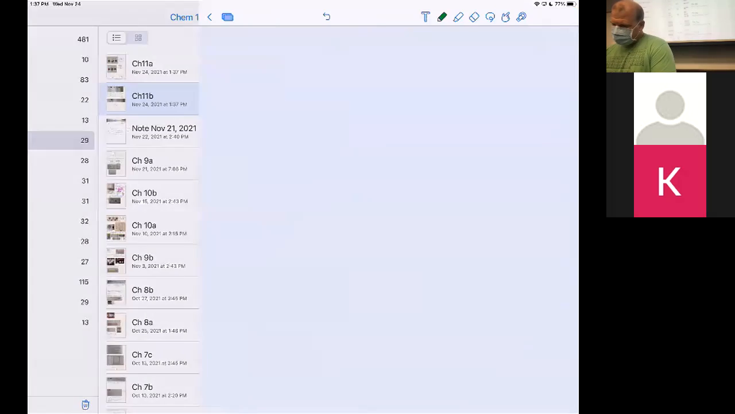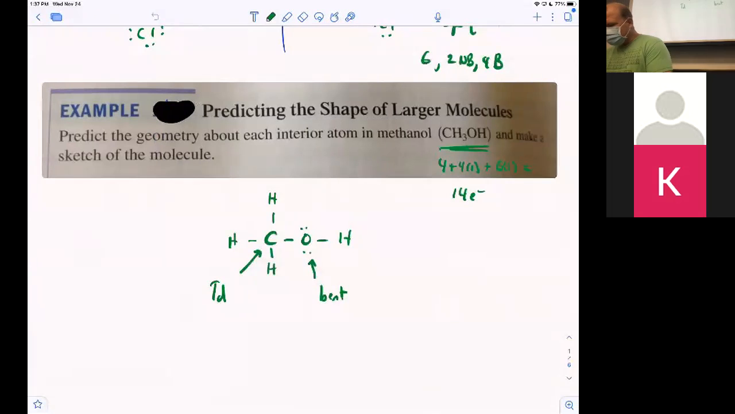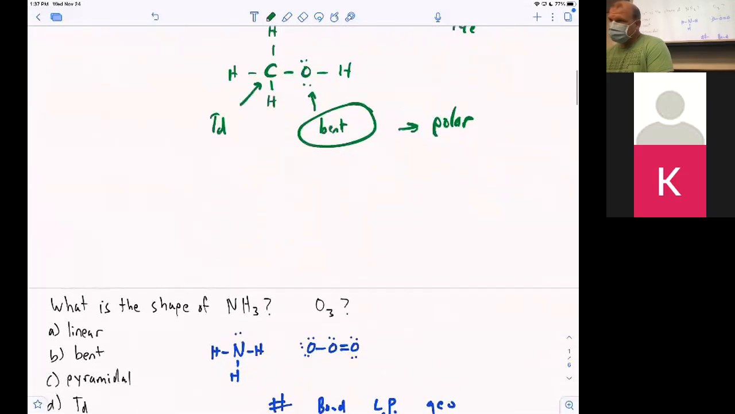And that's important because pretty soon we'll talk about polarity. Because this part of the molecule is bent, it actually means the molecule is polar, which we'll talk about soon. And water's polar.